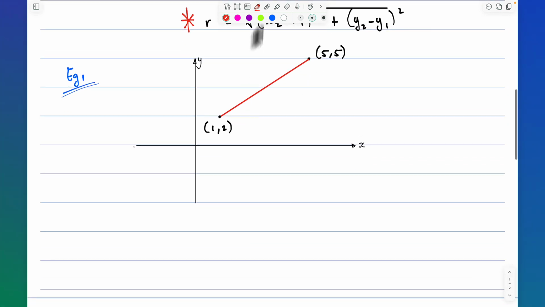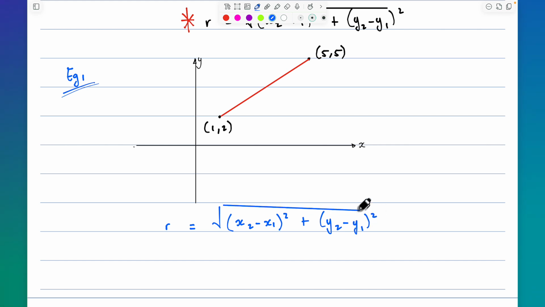So we said our r is the square root of, so you can just plug it into the equation. We said the square root of x2 minus x1 squared plus y2 minus y1 squared. And we find the square root of this value. So we know that this is the formula that we have to use. But why? Let's talk about the reason why.